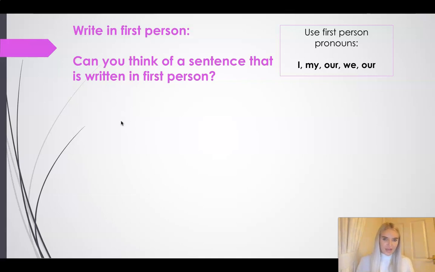How fantastic is that? Now, I want you to pause the video here and think of a sentence using some of these first person pronouns to show me that you can write in first person about the rainforest. Pause the video here and write something down, please. Okay, how did you do? Shall I show you my sentence?